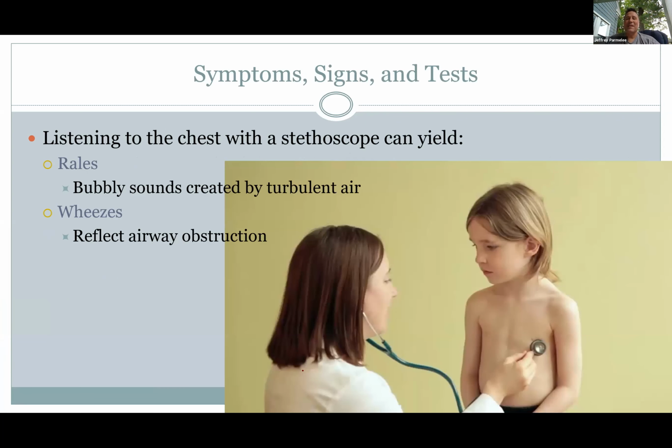And listening with the stethoscope. You know, take a breath and you can listen to see what's going on. You may hear those wheezes and rales, the crackling in there that tell you that the tubes have fluid in them, and so you're wheezing to get the air by the fluid, or the fluid is bubbling up as you breathe.